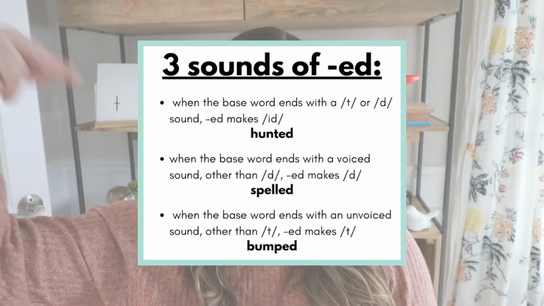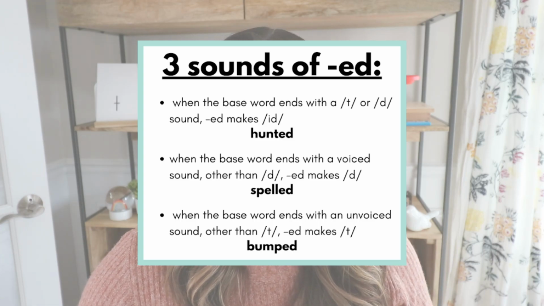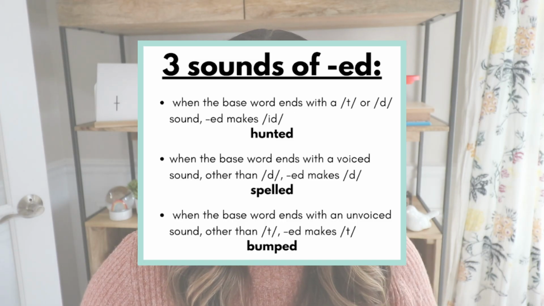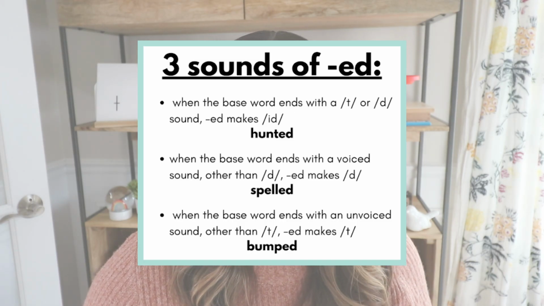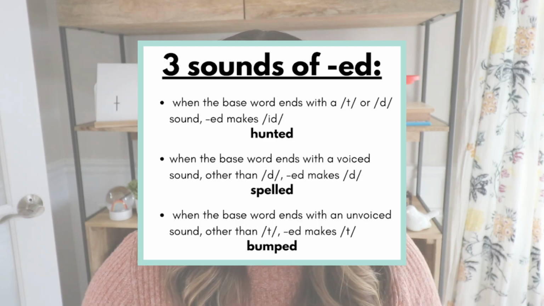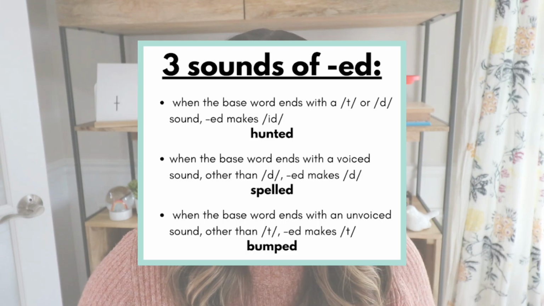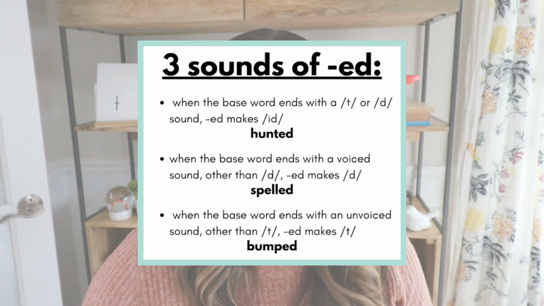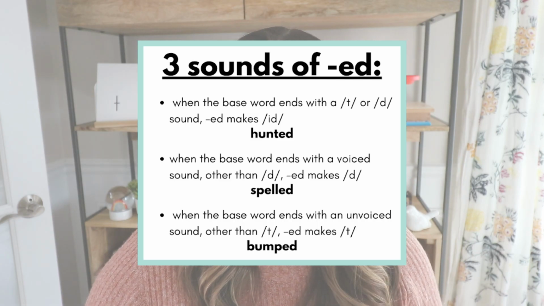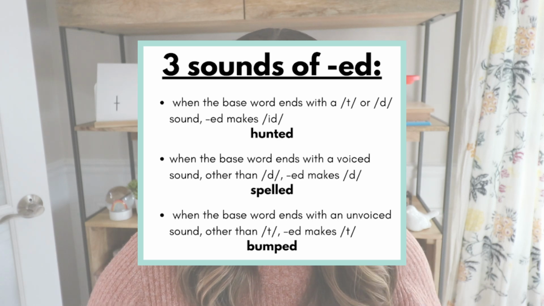And the rule is as follows. When a base word ends with the sound t or d, the ed is going to make that id sound, like hunted. When the base word ends with a voiced sound that is not d, because that was already mentioned above, then the ed is going to make the d sound, like spelled. Here the base word is spell. It ends in a voiced sound, and it's going to make d on the end, spelled.